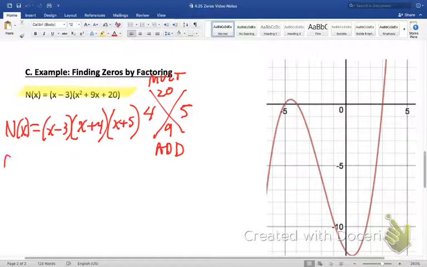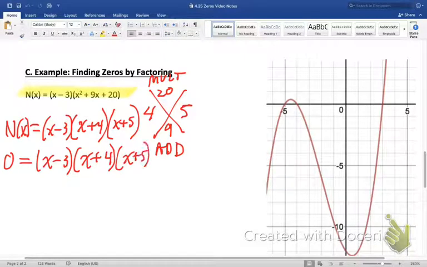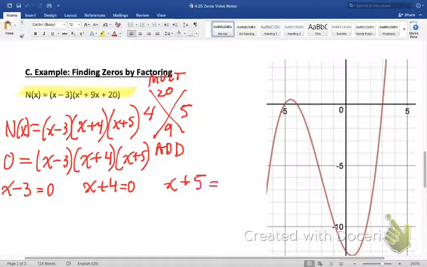So then from there I can set the equation equal to 0, use the zero product property. So that means either x minus 3 equals 0, x plus 4 equals 0, or x plus 5 equals 0. Which gives me x equals positive 3, negative 4, and negative 5.